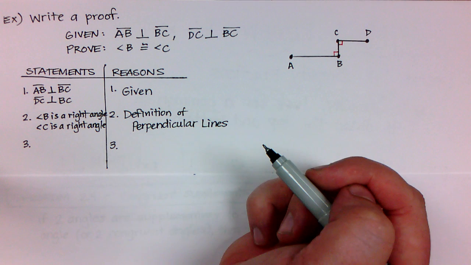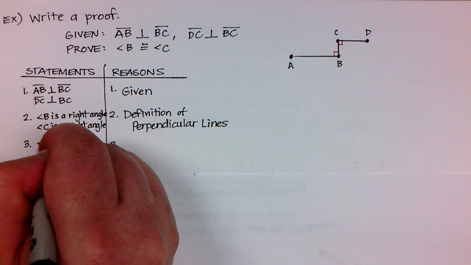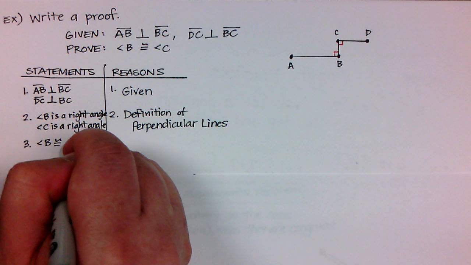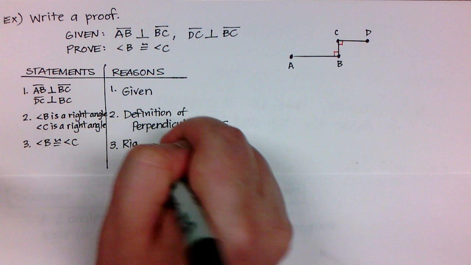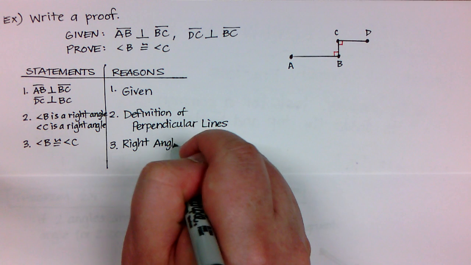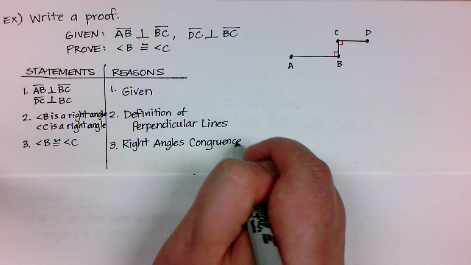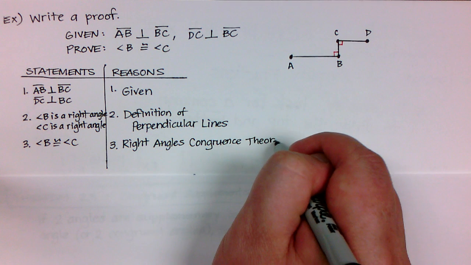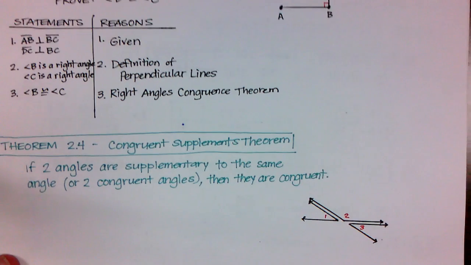And because of the theorem that we just wrote on right angles, I can assume then that angle B is congruent to angle C, because that's what that theorem says. All right angles are congruent. So we're going to write right angles congruence theorem. I know right now a lot of these names seem rather long, but you're going to get used to them very quickly.